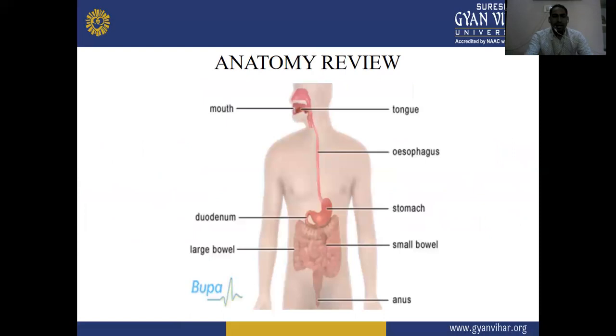Next, anatomy review of the digestive tract and gastrointestinal tract. Starting with the mouth, the next parts of the digestive tract are the tongue, esophagus, stomach, duodenum, small bowel, large bowel, and anus. These are the anatomy of the GIT tract.